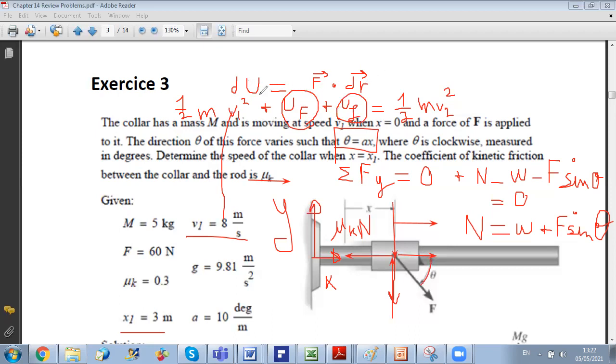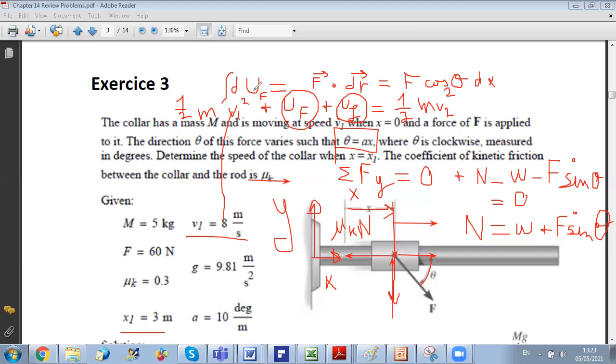So if I want to take the work of F, the elementary work is F dot dr. When you project F on dr, what do you get? You get F cosine theta dr. dr here is dx because your coordinate is x. So it's F cosine theta dx. And since theta is a given function of x, theta is equal to ax, you will perform your integration with respect to x. So to get the total work, you integrate over dU.